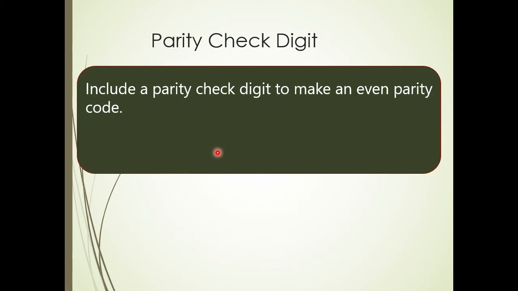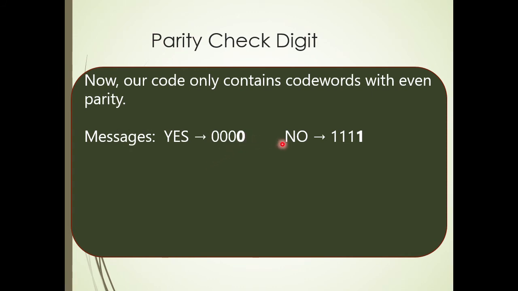Include a parity check digit to make an even parity code. Suppose that our valid messages are yes and no with this initial code, 000 and 111. Now we append one bit in order to produce an even parity code. So what bit should we append so that we produce a code with only even parity? For yes, we append 0. For no, we append 1. So in this case, the sender and the receiver only agreed on using even parity.